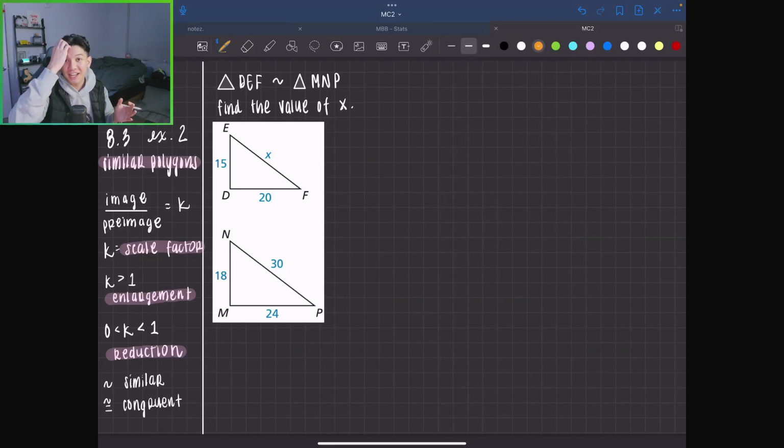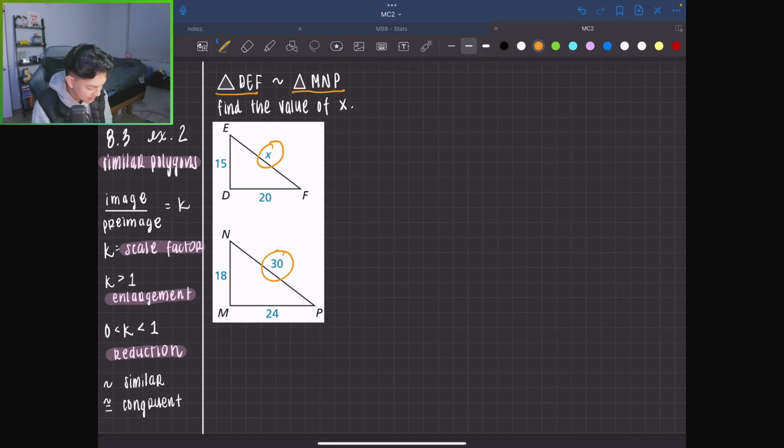All right, for these next couple of examples, we're going to find the missing side lengths. For example number 2, it says triangle DEF is similar to triangle MNP. Let's go ahead and find the value of x over here. So the first thing that I want to do here is create a ratio based off of the image and the pre-image. The image here is going to be triangle MNP, and the pre-image will be triangle DEF.